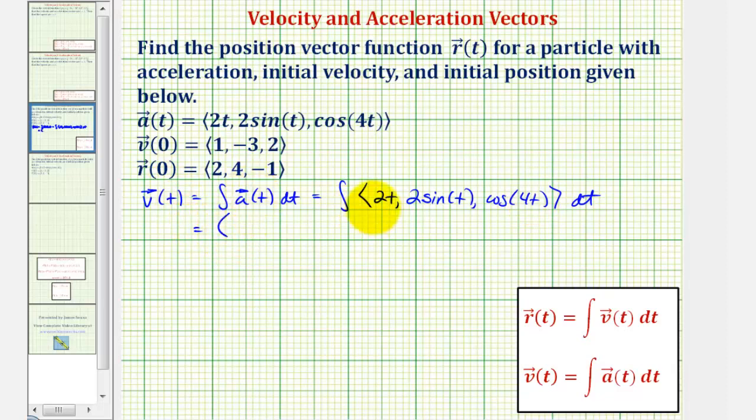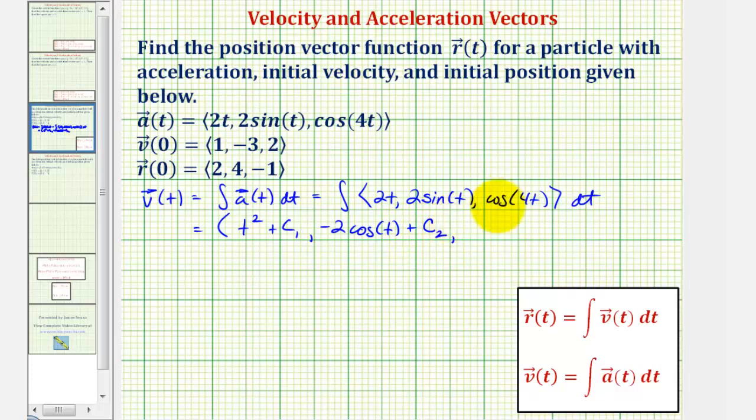So the x component would be the antiderivative of 2t, which would be 2 times t squared divided by 2, or just t squared, plus a constant, which we'll call c sub 1. The y component would be the antiderivative of 2 sine t, which would be negative 2 cosine t, plus, let's call it c sub 2.